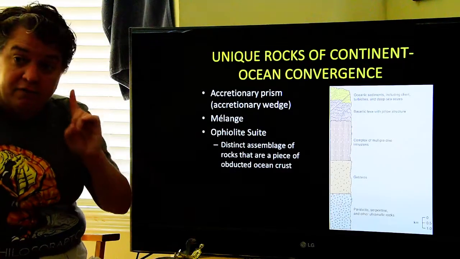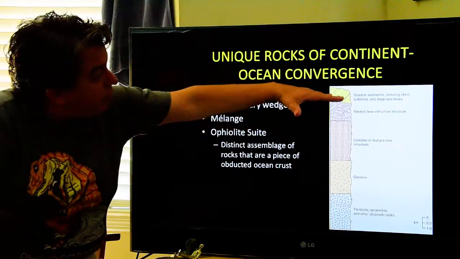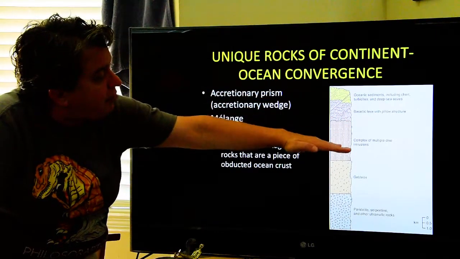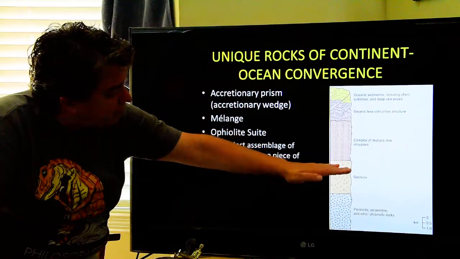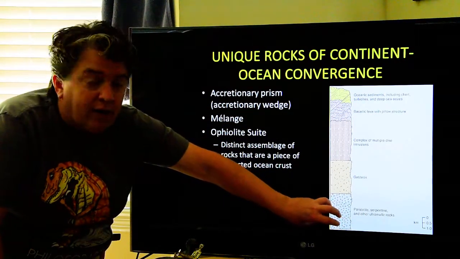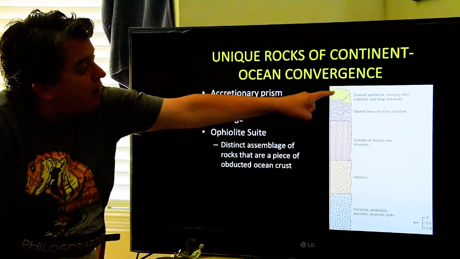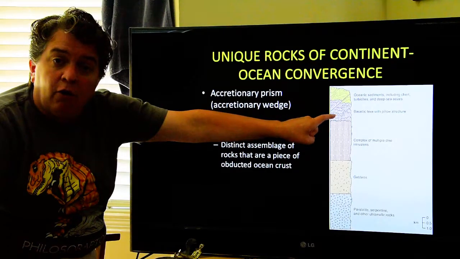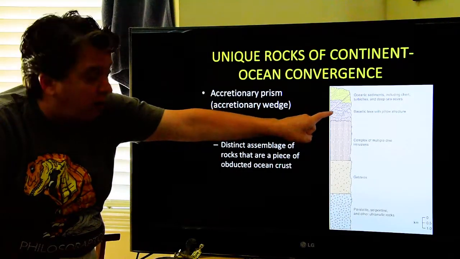And it has a distinctive layering to it, where you have ocean sediments, followed by pillow basalts, followed by sheeted dikes, followed by gabbros, and then you'll see these peridotites. And what you're looking at, ocean sediments, there's lava that erupted on the ocean floor, that's why it has pillows.